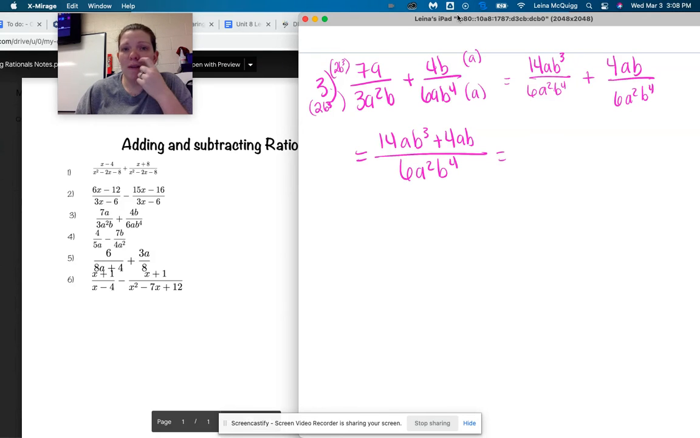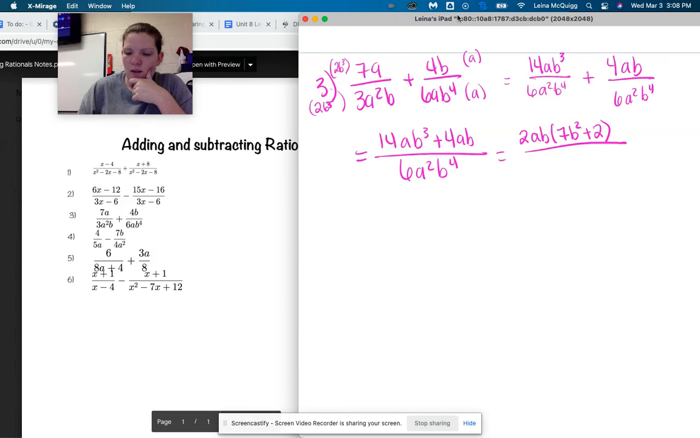I do have a GCF in the numerator, so I'm going to go ahead and factor that out. I think I can take a 2ab out of the entire numerator. So 14 divided by 2 is 7. A divided by a is 1. B cubed divided by b will leave me with b squared. Then I have plus 4 divided by 2 is 2. A divided by a is 1. B divided by b is 1. So I just have 2 in that second term. All over 6a squared b to the 4th.